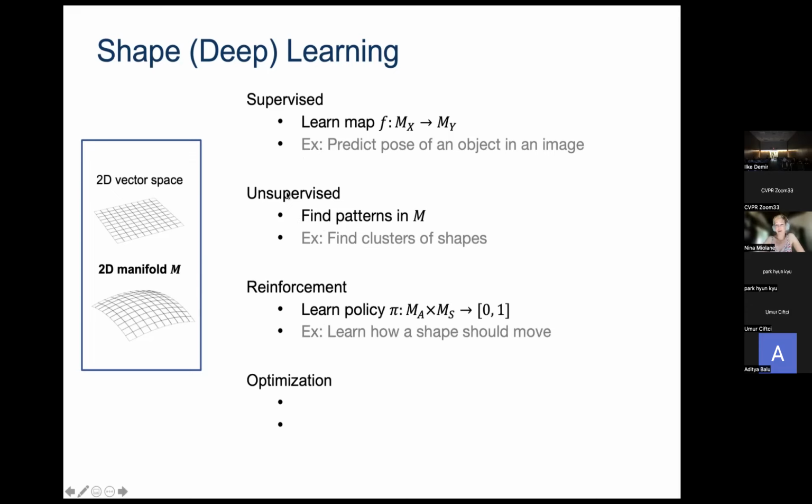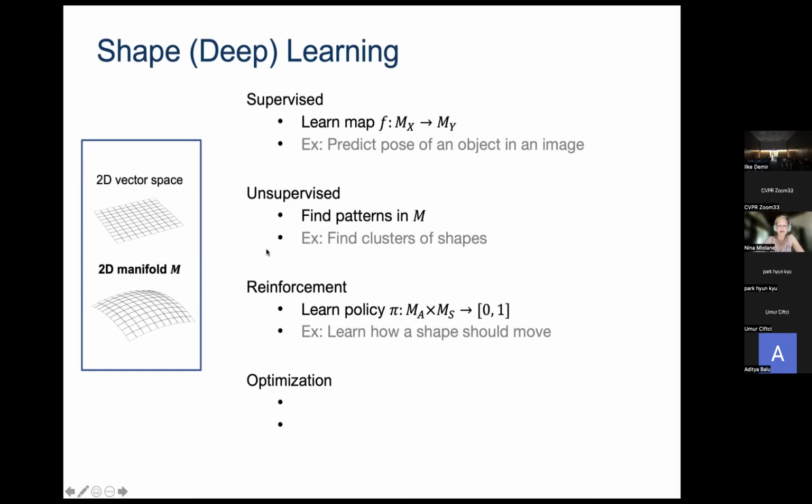In reinforcement learning, same story. Let's say we want to learn the policy pi that gives the probability of applying an action on the state space. Then each of these spaces can also be a manifold, or both can be a manifold. For example, we want to learn how a shape should move to optimize a certain criterion.